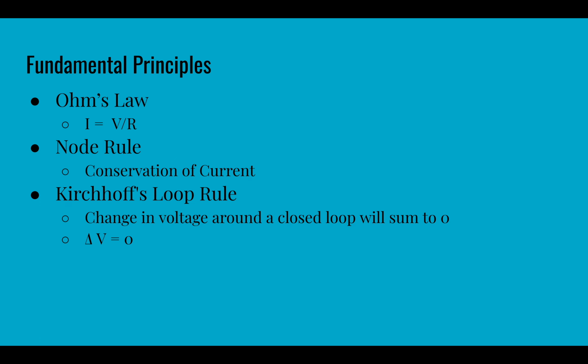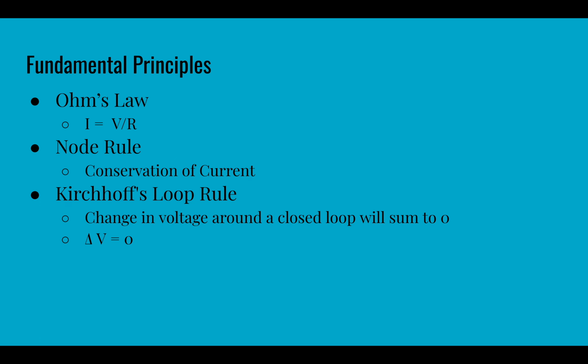First, to get into our fundamental principles, we have Ohm's law, which states that the current flowing through a component is directly proportional to the voltage V across it and inversely proportional to its resistance R. This helps us to understand how energy is transferred to the circuit elements and how resistors affect the flow of electricity. We also have the node rule, which asserts that the sum of currents entering a node in a circuit must equal the sum of currents leaving the node. This ensures that energy is conserved at each connection point in the circuit.